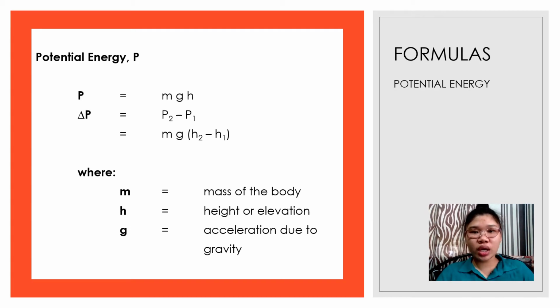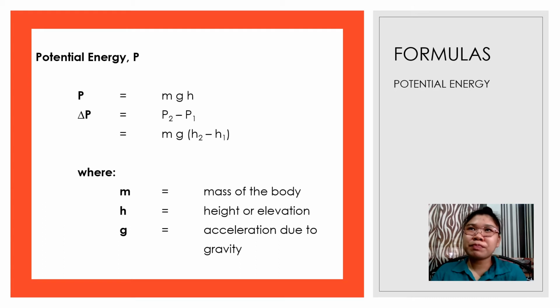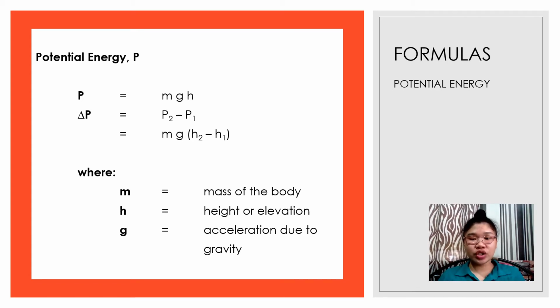If we are asked to find the change in potential energy, we have P2 minus P1. Since mass is constant and acceleration due to gravity varies, but sometimes the difference is almost negligible, if there is a change in elevation, there is also a change in potential energy. So we can solve for the change in potential energy by using the formula mg times h2 minus h1. That is for the potential energy.